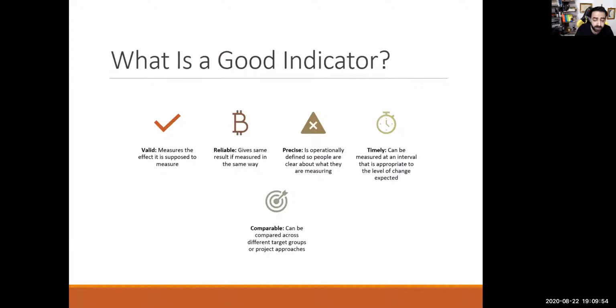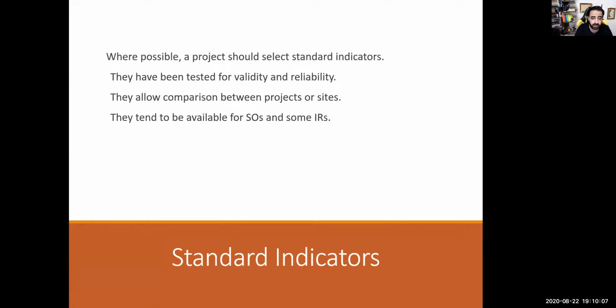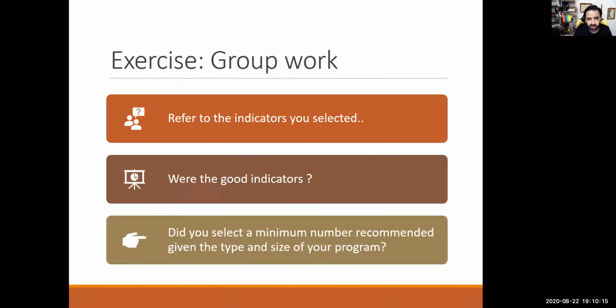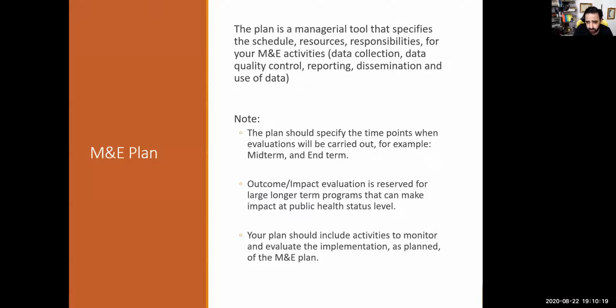We said there are 5 points for your indicator. It should be valid, precise, timely, comparable, reliable, and available, affordable, useful, and constant. I remember we talked about something, change. I forget the slide, but overall you will create the change. Your project is creating a change.